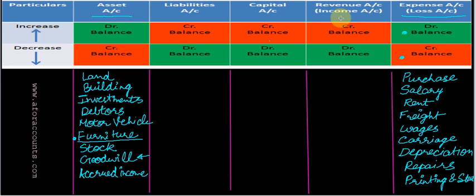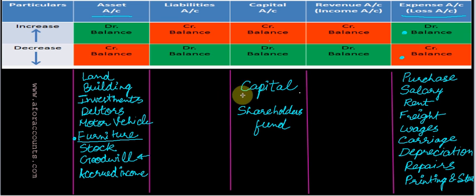Same way, when revenue is generated, when revenue increases, you have to credit it, and when revenue decreases, you have to debit it. For capital, I can say it is your capital, or for companies, it is shareholders' fund. So whenever some capital is coming into the business, increasing, just credit it.